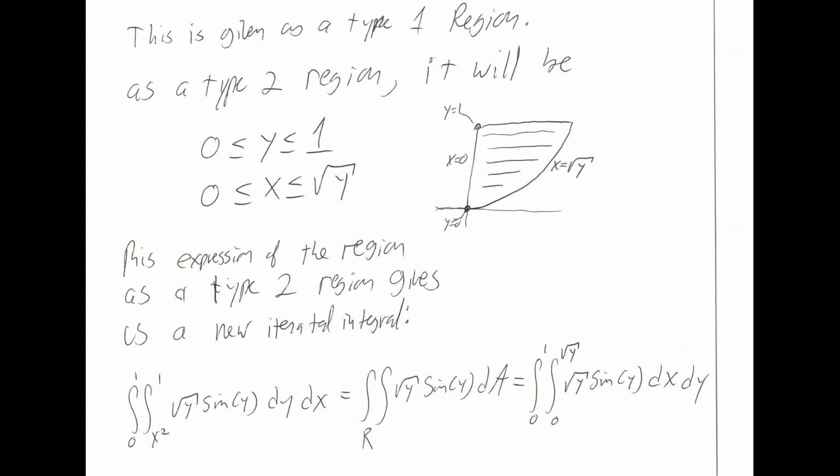So this was given to us as a type 1 region, and we have drawn it. We will now express it as a type 2 region. So as a type 2 region, we've got the same picture here. Let me say rather, the smallest y value associated with any point in this region is y equal to 0.